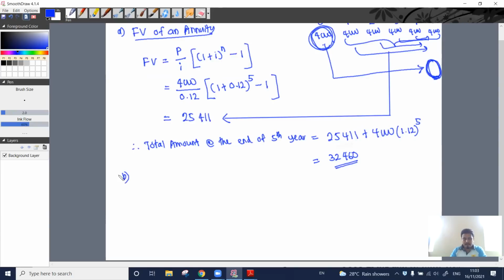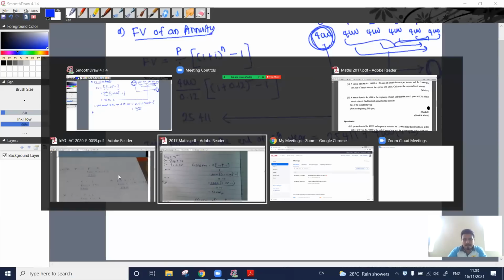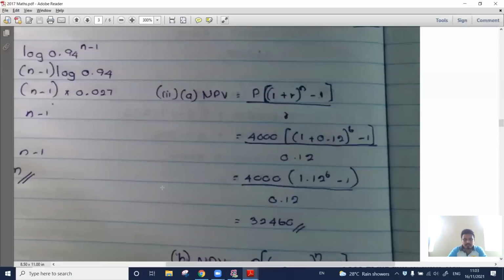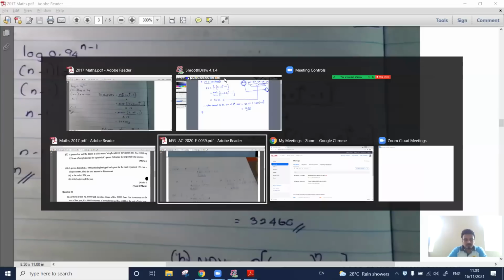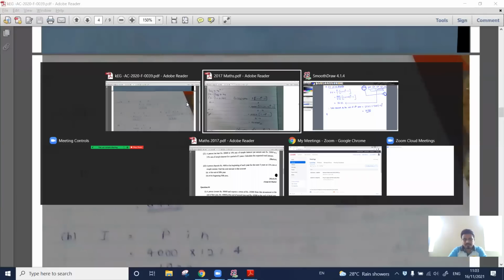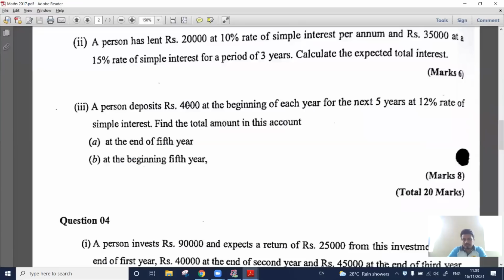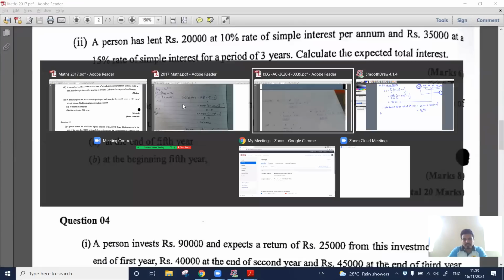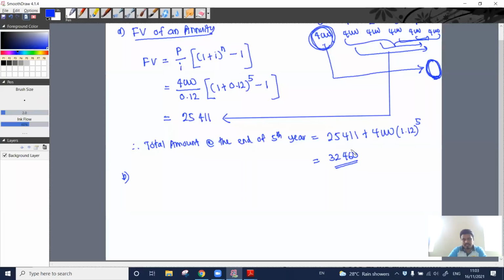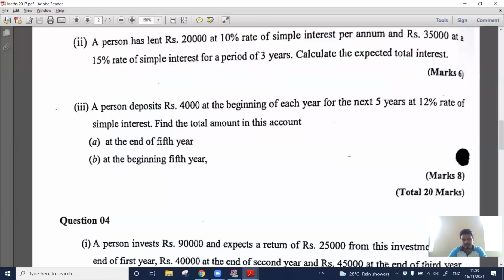Part B. Yes, this answer is correct. 32,460. But here the way you have defined it is wrong. This is not a net present value. This is a future value. This is anyway wrong. If you got the answer as 32,460, allocate 4 marks.